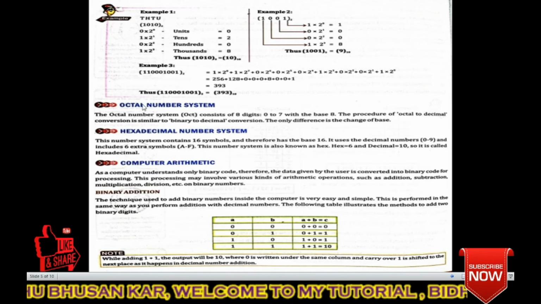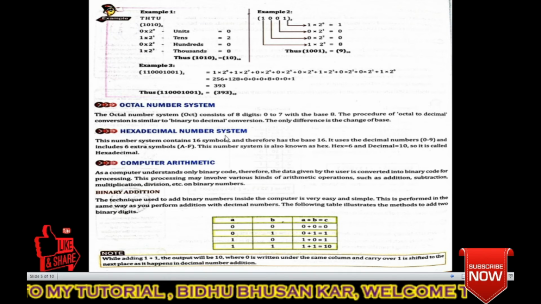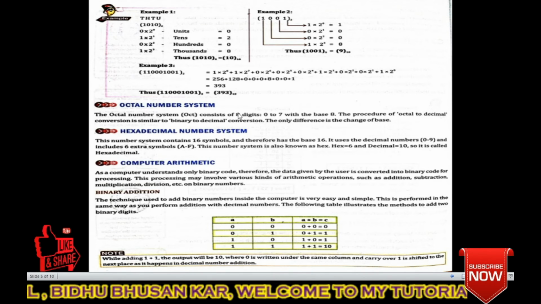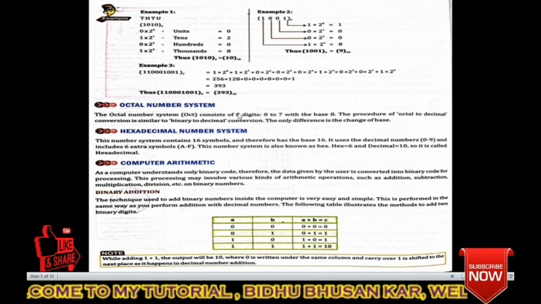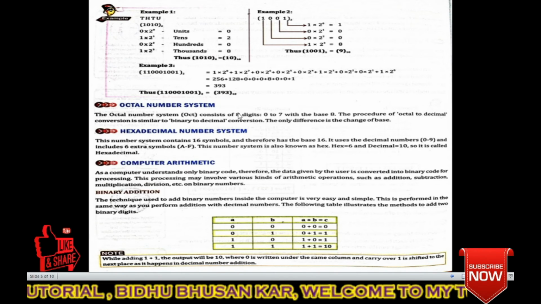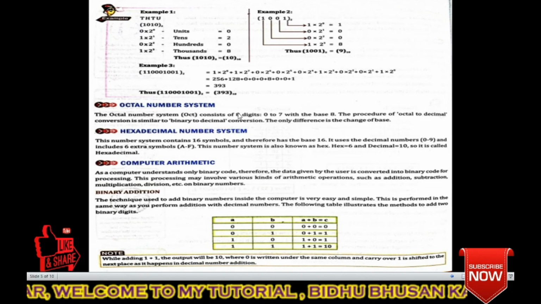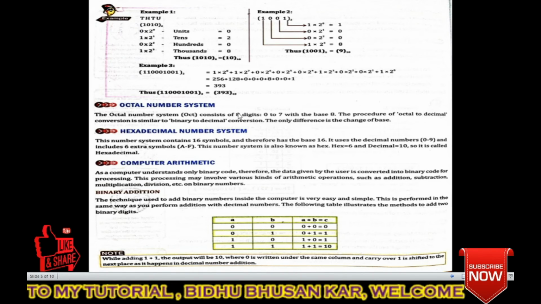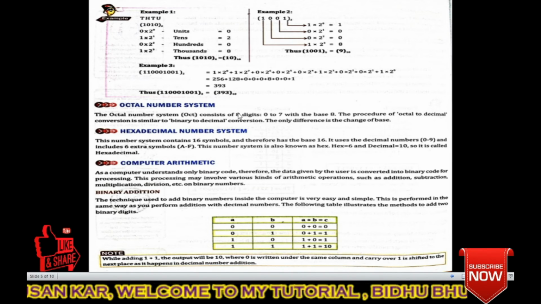Understood or not? Octal number system and hexadecimal number system. As you know, the decimal number system has base 10, binary number system has base 2, octal number system has base 8, and hexadecimal number system has base 16. Okay, and the digits used you have known.